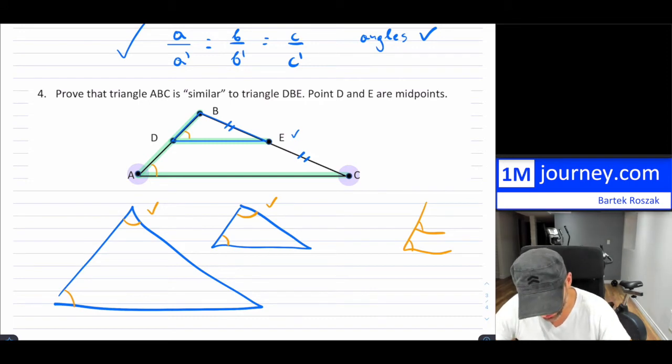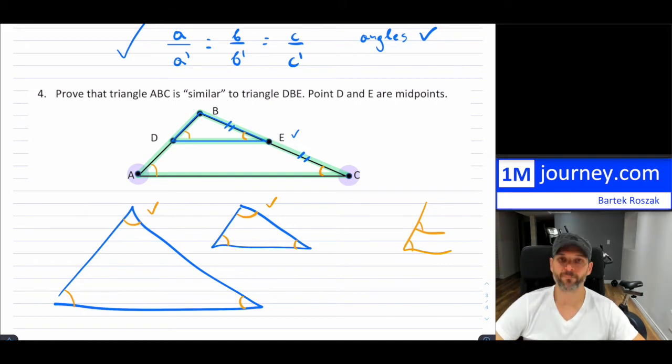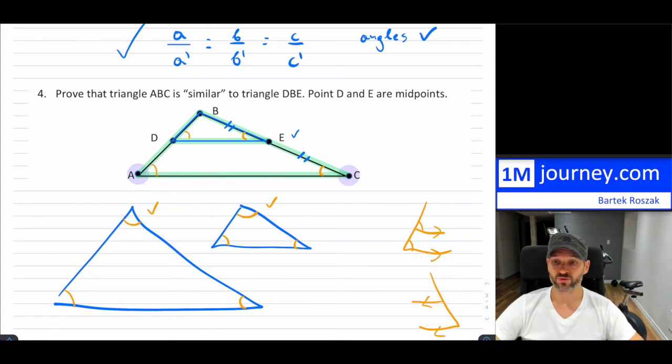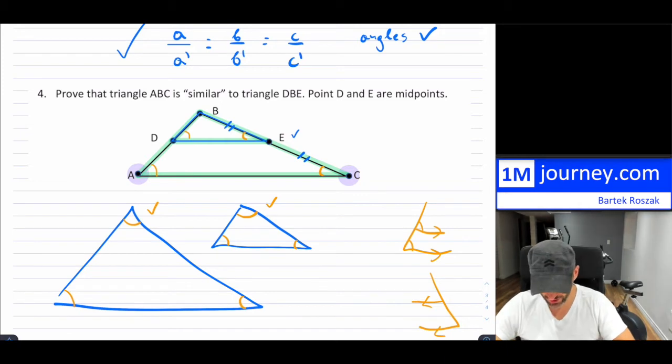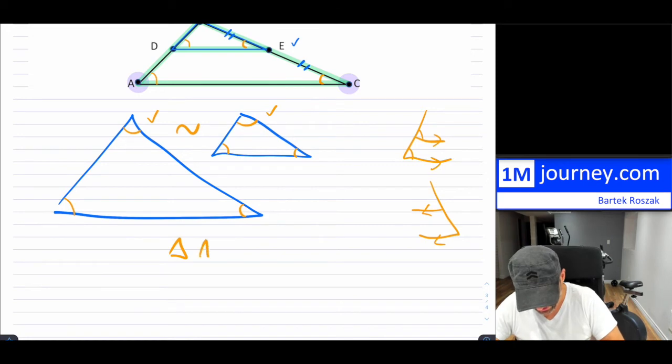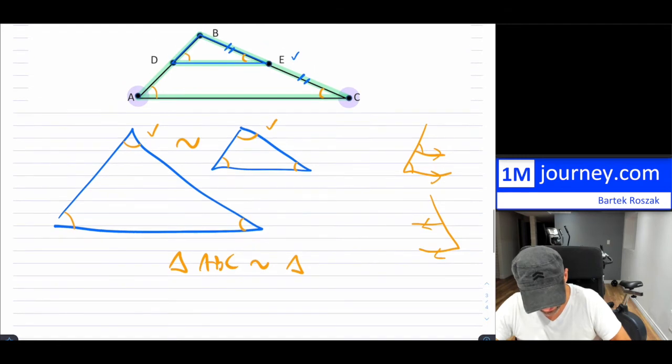And I can do the same thing in reverse. So if I do this line going this way, that means that this angle and this angle will also be the same, again because of parallel lines. Because I have this F pattern, except now my F pattern is in this way, and these two lines are parallel just as they were here. So that means all the angles are the same. If all the angles are the same, the two triangles are similar. So ABC is similar to triangle DBE.